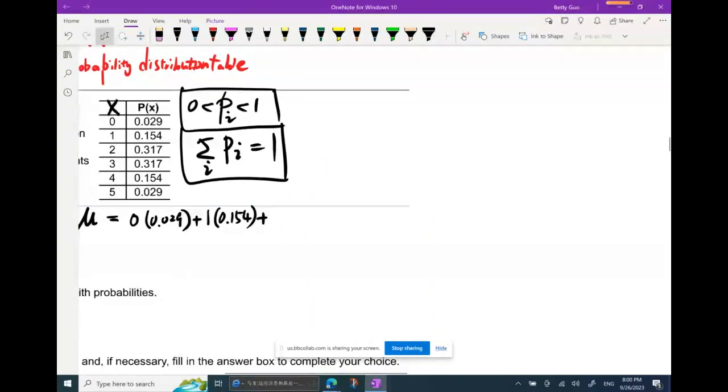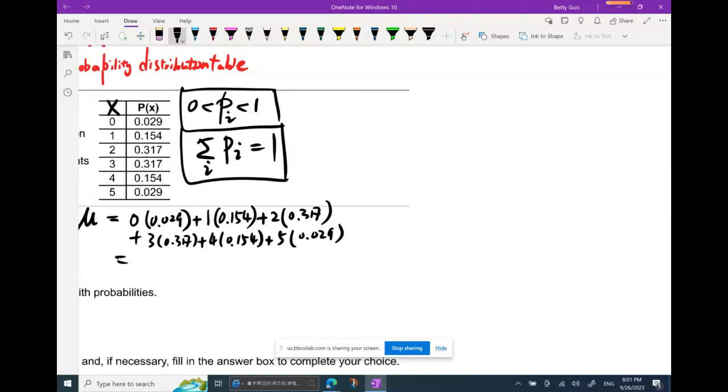And you probably know how to continue, right? And then the next row, we have 2 times 0.317. Next one, we have 3 times the corresponding probability, 0.317. Plus the next row is 4 times 0.154, plus, and then 5, the last one, 5 times the corresponding probability, 0.029.